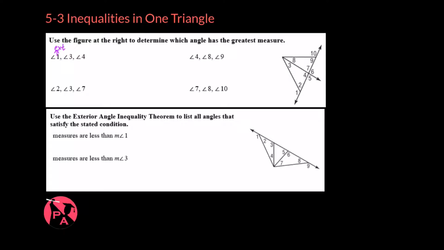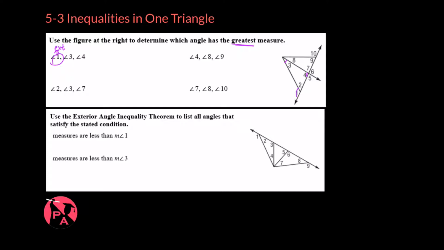So it says which one has the greatest measure. Angle 1 is going to be the greatest measure because that one is the exterior angle. The others are two remote interior angles according to angle 1 because they are inside the triangle.